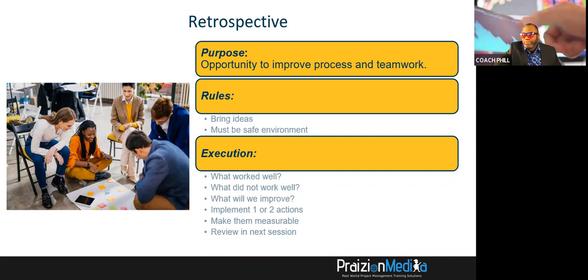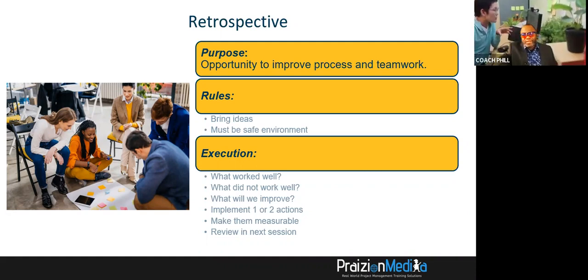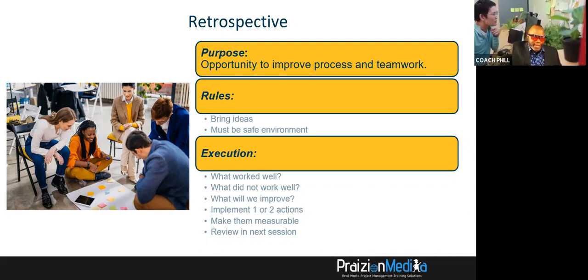Make them measurable, review them in the next session. Again, it doesn't even have to be waiting all the way to the next sprint. If it's something that could be done right away, then just do it right away. It's that whole idea of continuously improving, Kaizen, inspecting and adapting.